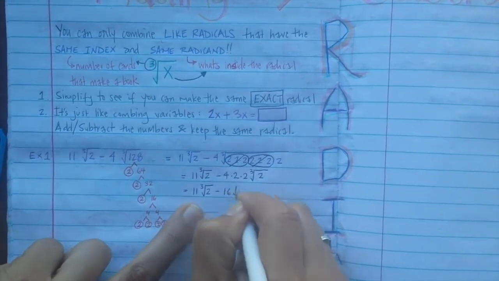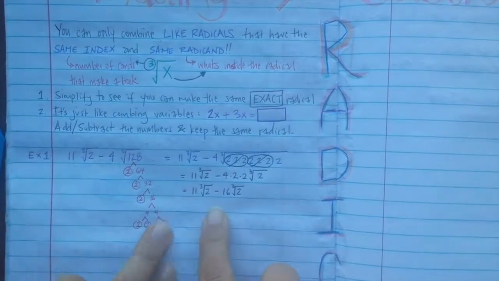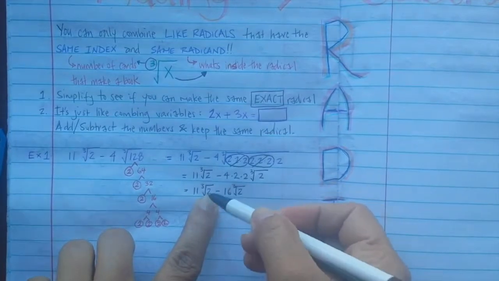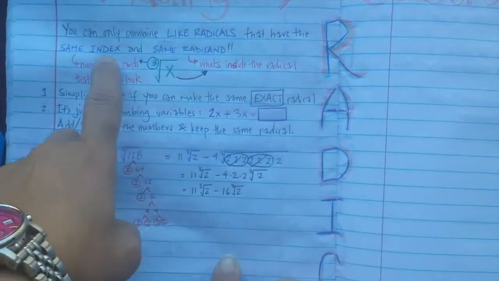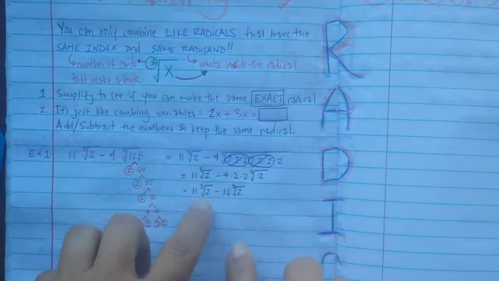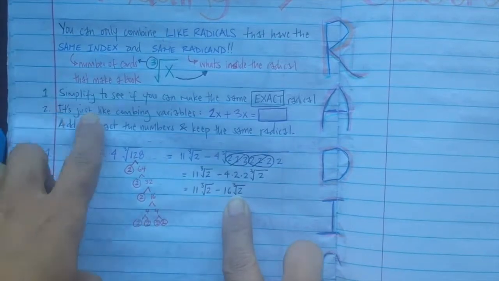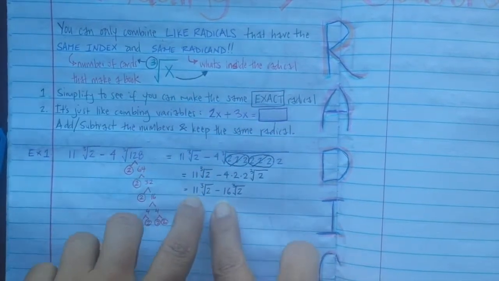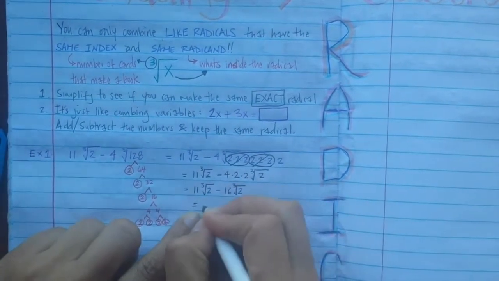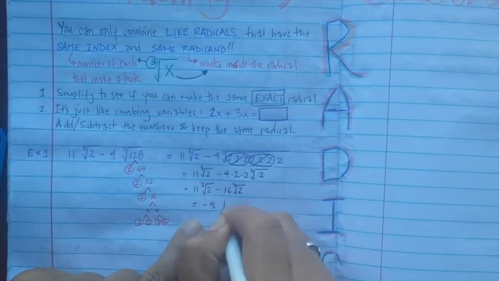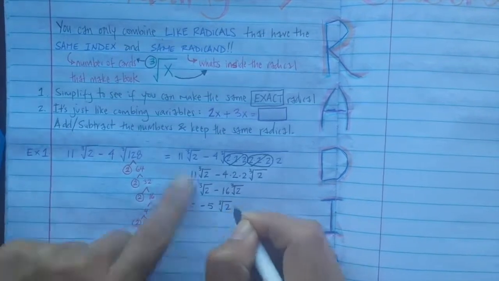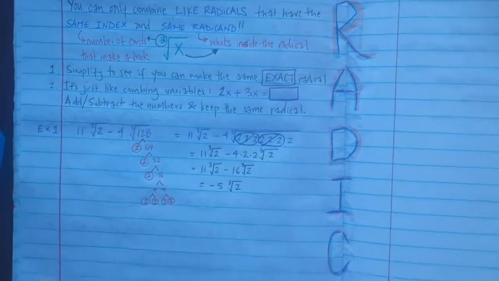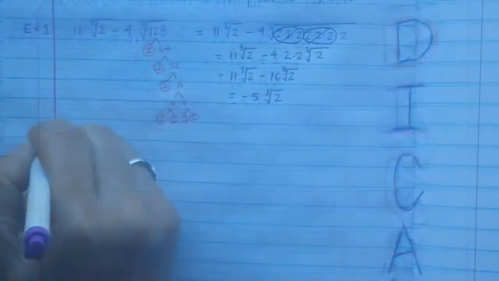I'm going to simplify that. That's going to be 4 times 4, 16. Alright, you see that the index is the same, so it has a 3 outside, and the radicand is the same, the 2 inside. Now that they're the same, we can add or subtract them. This is subtraction. So it's like combining variables. Just add or subtract the numbers and keep the radicals. So looking at the numbers, 11 minus 16 is negative 5. And then you keep the radical the same, basically. And that's it. So it's just like when you're adding variables, only the radical is like your x.